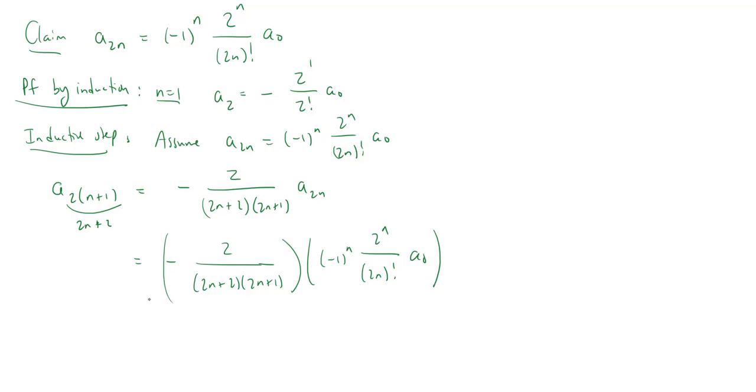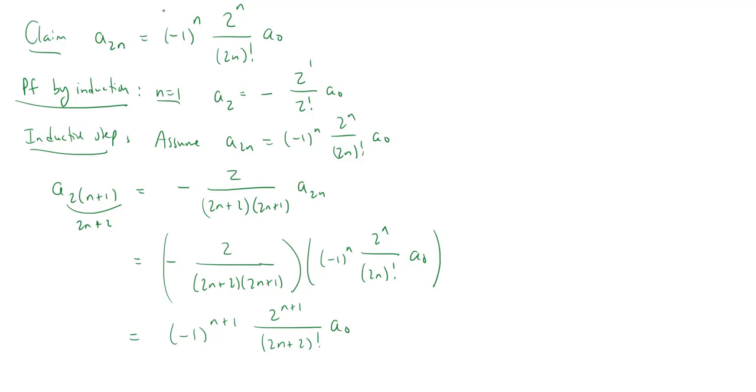All right, well, let's put this all together. I have an alternator, but I have another negative sign, so this becomes an n plus 1 alternator. I have 2 to the n times 2, that's going to be 2 to the n plus 1. I have 2n factorial, but then I keep multiplying 2n plus 1, 2n plus 2. That's just (2n plus 2) factorial, or, if you like, 2 times (n plus 1) factorial. And then I have my a naught. And this is precisely what the formula would tell us to do.